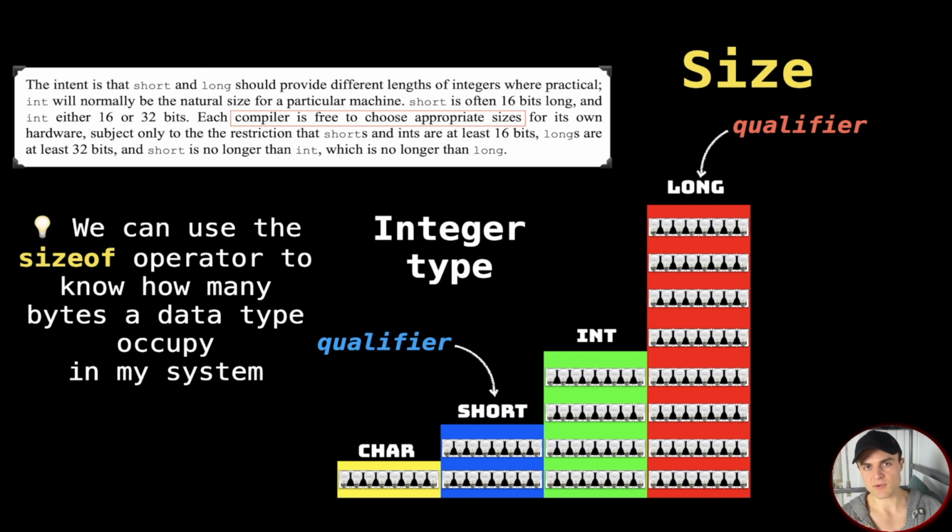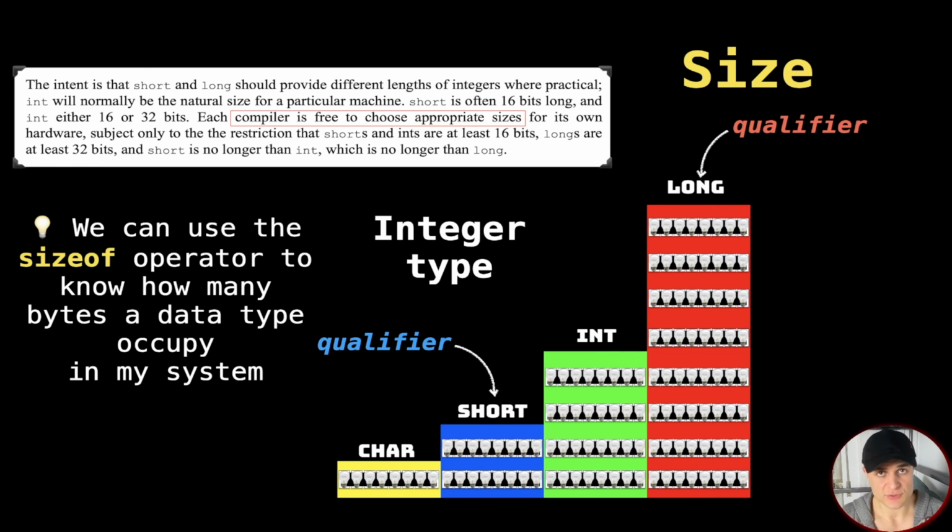We have a very cool operator, which is called the sizeof operator. You will see it in the code that we're going to do together at the end of this video. Basically, this sizeof operator tells you how much space this data type is taking inside my machine. So we can always know the size of an object inside every machine, so we can make programs that can run everywhere.